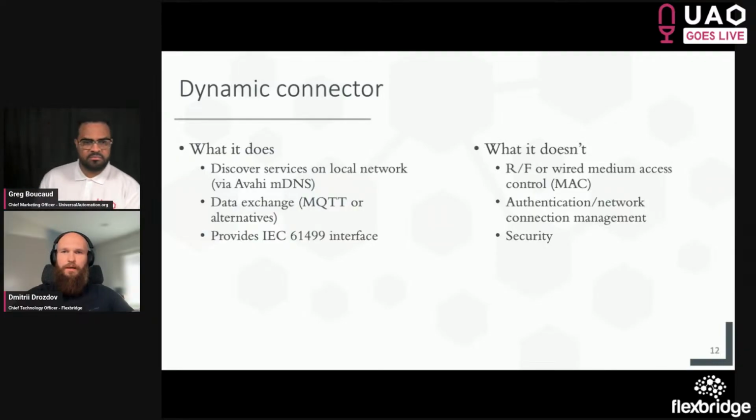The dynamic connector is designed to be a specific tool with a defined scope. So what it does, it performs service discovery on the local network using Avahi mDNS. It handles data exchange via MQTT or possibly other protocols, and it provides an IEC 61499 interface, but it does not manage physical network connections, radio or wired medium access control. It does not do authentication, network connection management, or security. These functions must be handled separately.